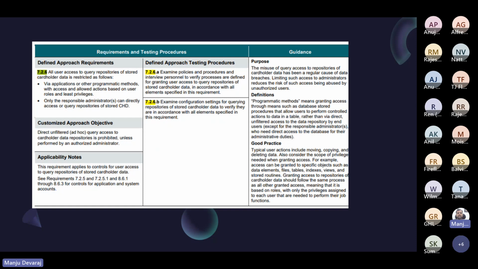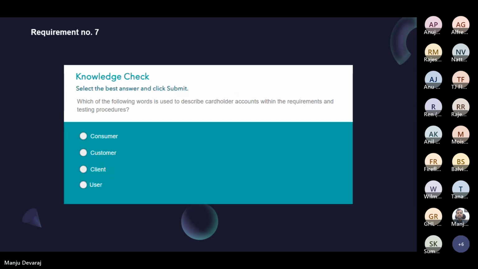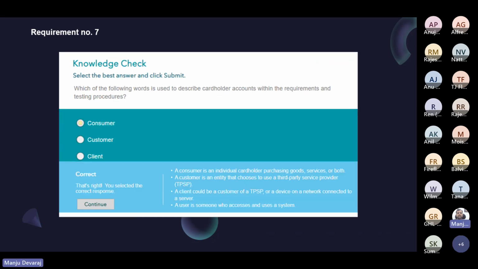Now, which of the following words are used to describe cardholder accounts within the requirements and testing procedures? Consumer.